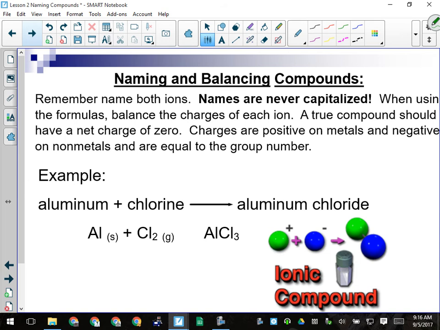Okay, we've got to remember to name both ions. Some people get kind of in a hurry, and they don't name the whole thing. Instead of writing sodium chloride, they write sodium, and then they forget to keep going. I don't know why, but I see that happen all the time.